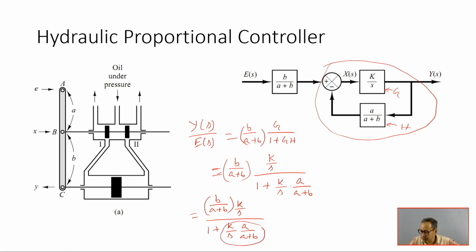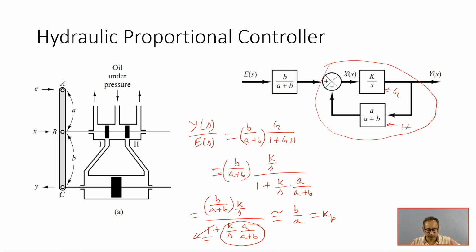Generally, this term is much higher than this 1. So 1 can be neglected with respect to this higher term. So now this can be approximately equal to this A by A plus B, here B by A plus B. So B by A, and this K by S term will be cancelled out. So this is approximately B by A. This B is constant, A is constant. So it is actually Kp, that means proportional gain. So this output is proportional to input. So this is actually proportional gain.